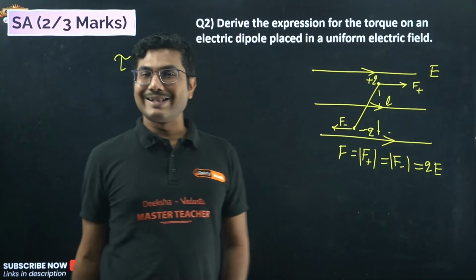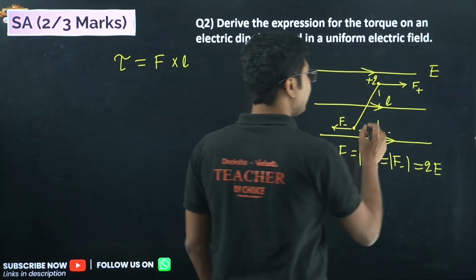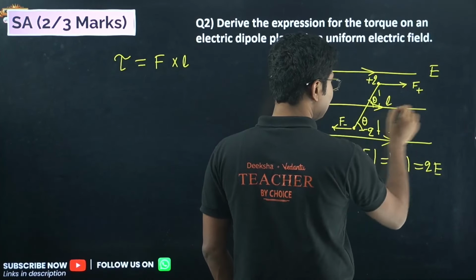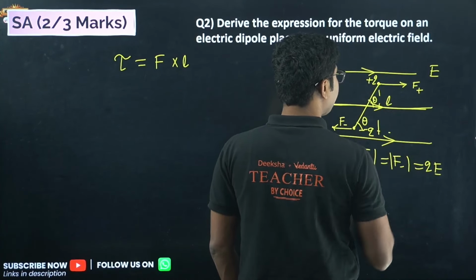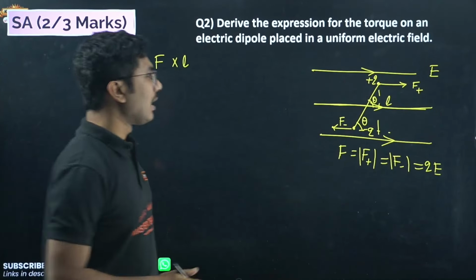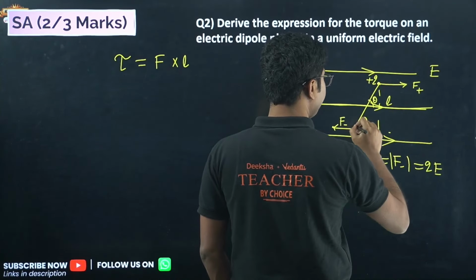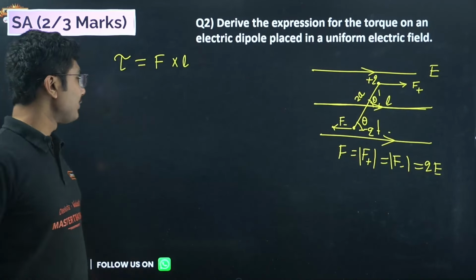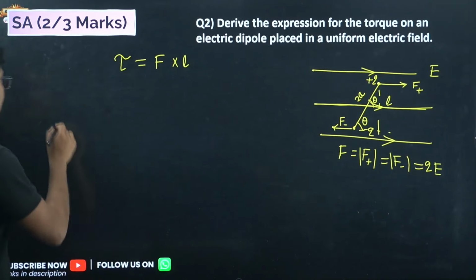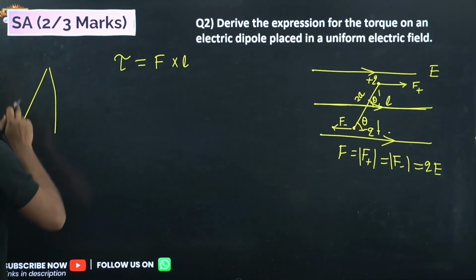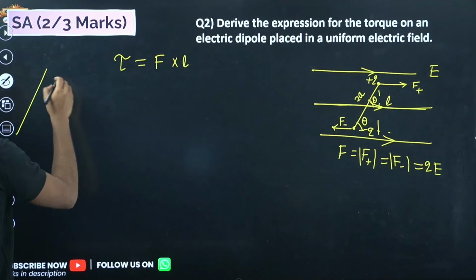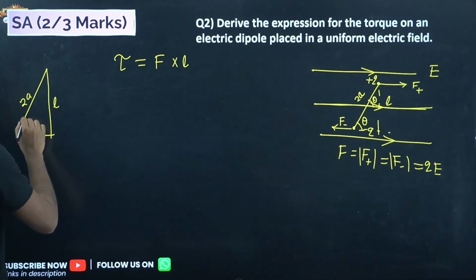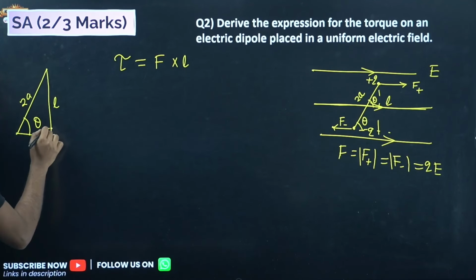Now how to calculate L, that is the main thing. If this angle is theta, then this angle will also be theta. Parallel lines, a constant, uniform electric field, so the angle theta will remain constant. Now we know that the positive and negative charges are separated by a distance called 2a. So this is basically a triangle. This is 2a, this is L, this is theta, and this angle is 90 degrees obviously.